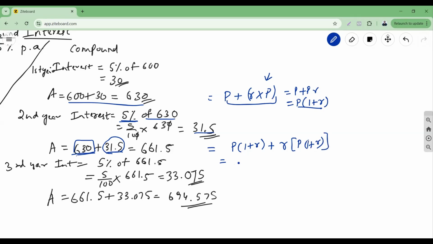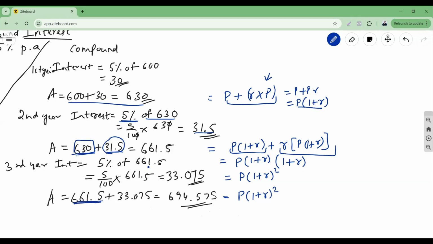So when I do this, what happens? I can take P times 1 plus R common among these two things. What am I left with? 1 plus R again. That means P times 1 plus R whole square, right? Okay. So if I come to the third year, this is nothing but whatever I have got in the previous step, P times 1 plus R whole square.